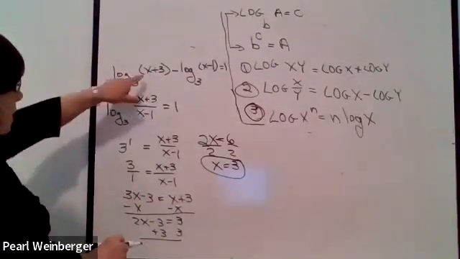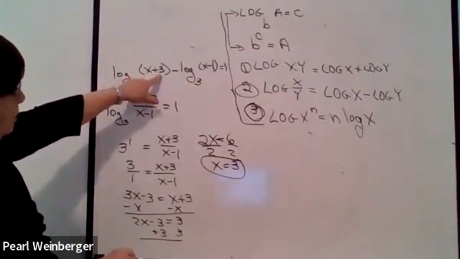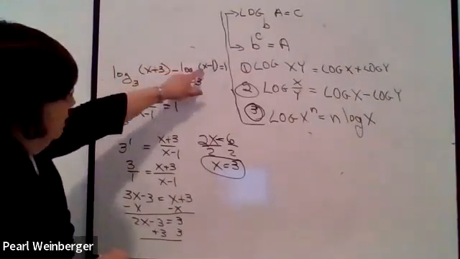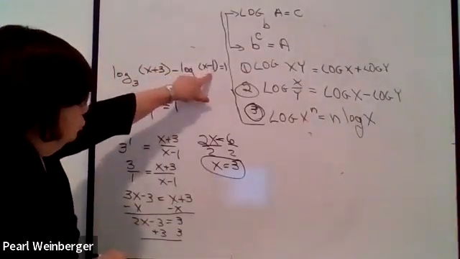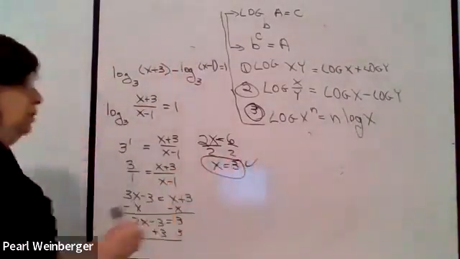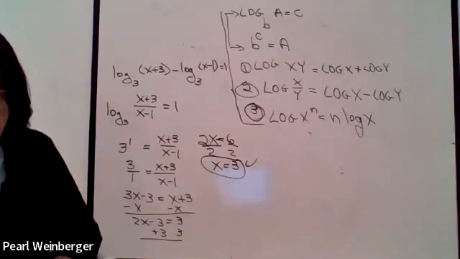And just checking it, when I put in the 3 over here, this becomes 3 plus 3, which is 6, so that's positive, that's okay. This is 3 minus 1, which is 2, that's also positive. So in this case, it was only one answer. There are times that the one answer you get just doesn't work, so sometimes you might not have a solution.